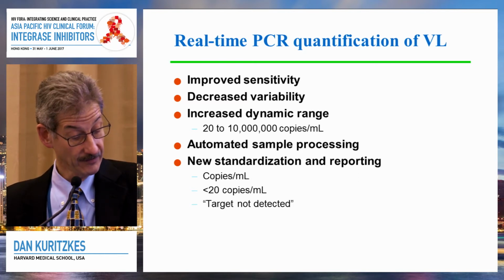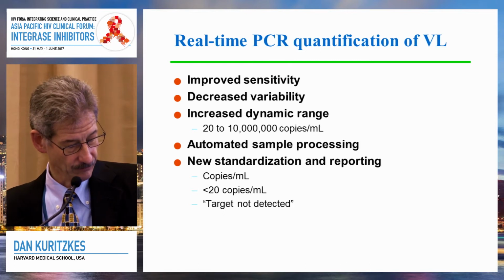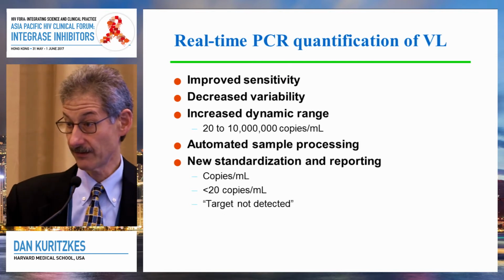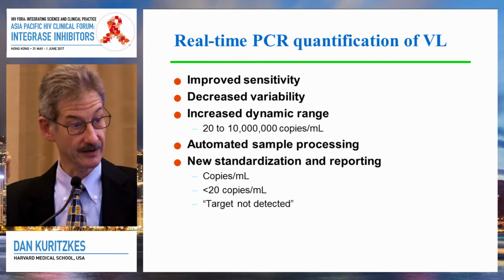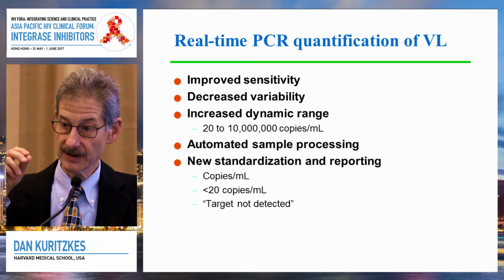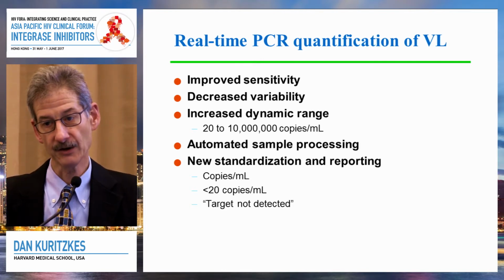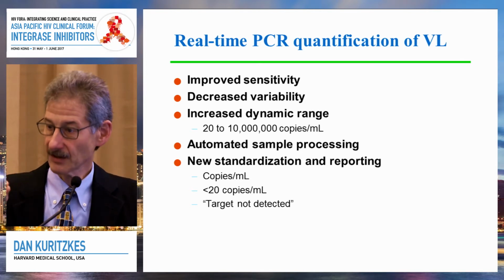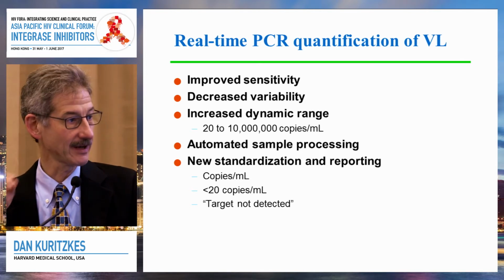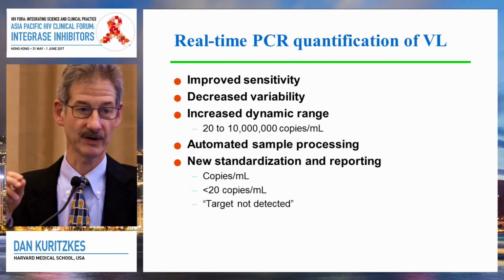And because of this greater sensitivity, the way in which the tests are reported by FDA-approved assays now come in three different possibilities. If virus is detectable, then you'll get so many copies per milliliter. If the virus is below 20 copies, which is the cutoff for quantification, but some signal is detected, it's reported as less than 20 copies. And then if there's absolutely nothing detected at all, it's reported as not detected.